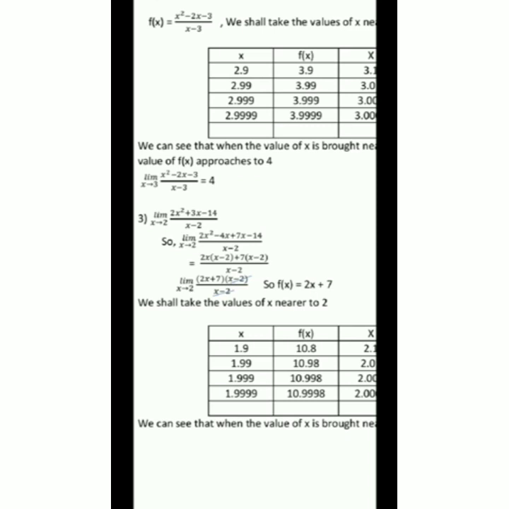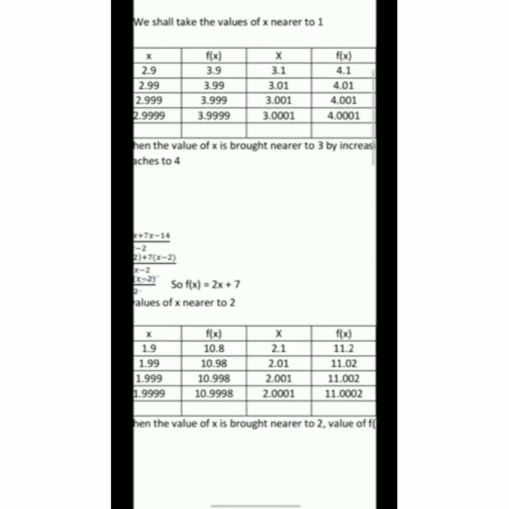And the last column, 2 minus 0.0001, we get 1.9999, and the output comes to 10.9998. So, it is approximately nearing 11.